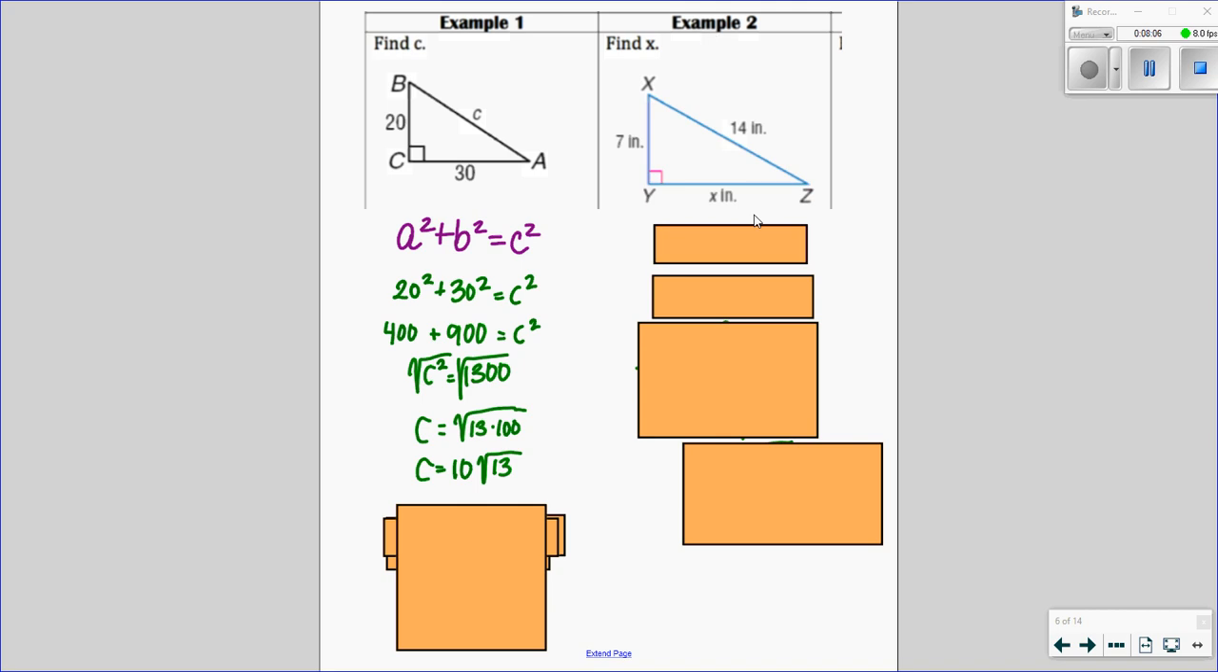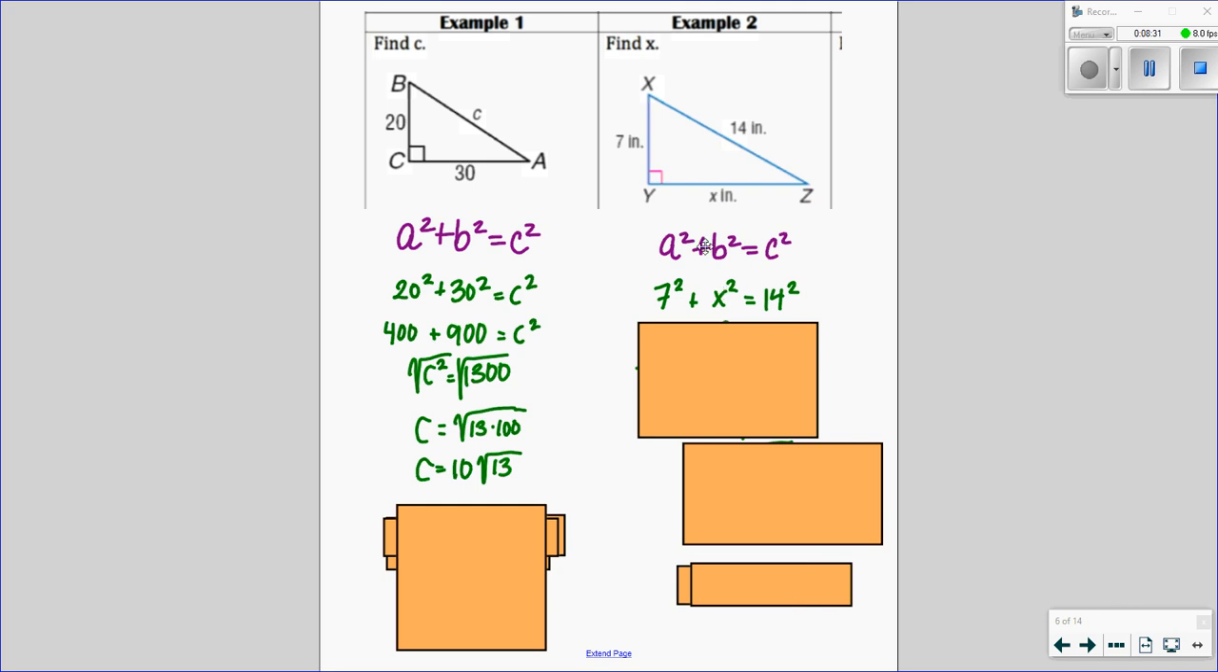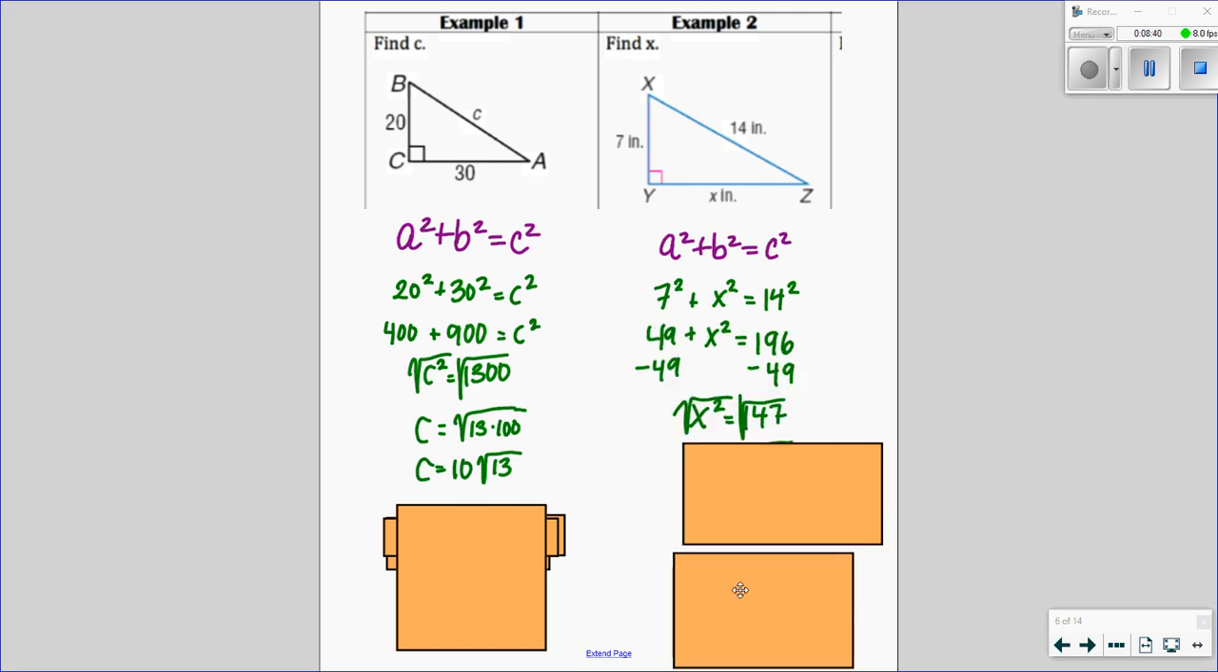Same example with number 2, but the thing is they gave you the hypotenuse, which is 14, and one of the legs, which is 7. Again, you're still using a squared plus b squared equals c squared, and then you just plug in the information in the appropriate place. Since 7 is a leg, you can either put it for A or B, and since 14 is the hypotenuse, you have to put it in place of C. So once you do that, then you're solving for one of the legs. In this case, it's B. You continue, you simplify, and then since you need to have x by itself, you subtract 49 on both sides, and you get x squared equals 147.